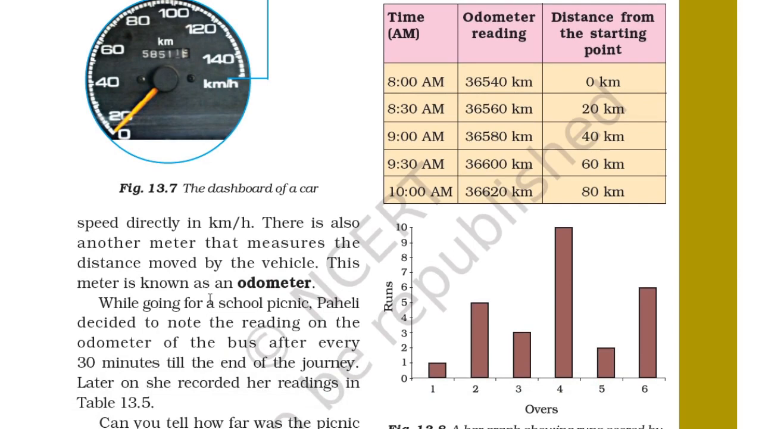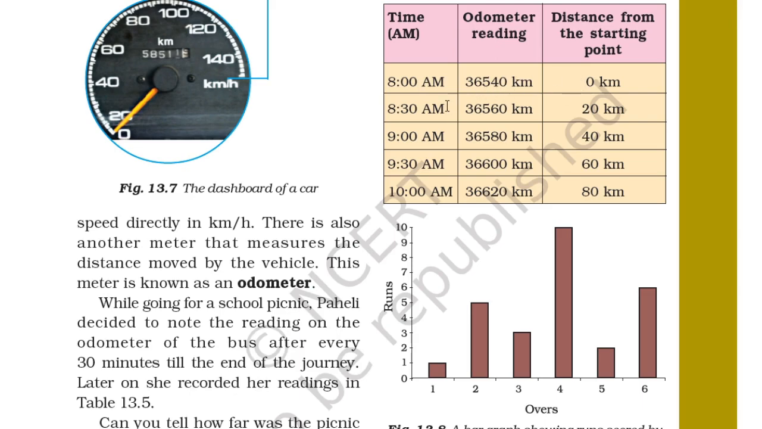While going for a school picnic, Paheli decided to note the reading on the odometer of the bus after every 30 minutes till the end of the journey. So the odometer calculates the distance. So later on she recorded her readings in table 13.5. So here is the reading at 8 am. The odometer reading was 36,540 kilometer. It was the starting point.